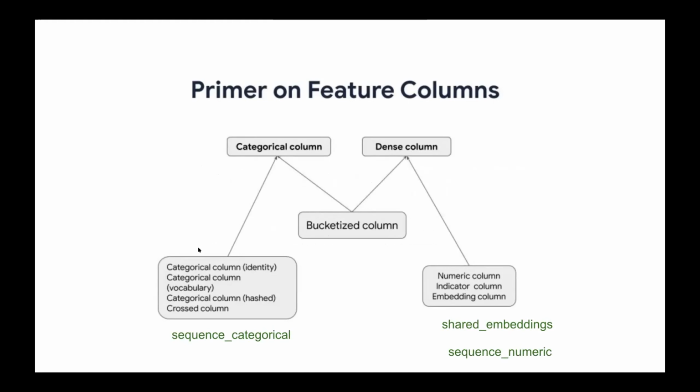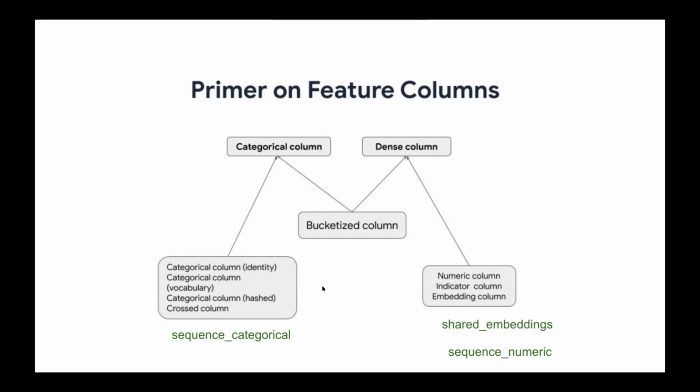The categorical columns have these different ways of addressing categories, depending on if you've got a true/false type of category, or a lot of different codes that you need a vocabulary for, or maybe something even more sophisticated. On the dense side, you've got those numeric columns, basic indicator columns, and the possibility of embedding columns. And I'll show all these.